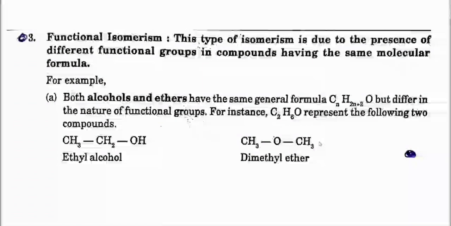Next is functional isomerism. This type of isomerism is due to the presence of different functional groups in compounds having the same molecular formula. For example, both alcohols and ethers have the same general formula CnH2n+2O but differ in the nature of functional groups. For instance, C2H6O represents the following two compounds: ethyl alcohol and dimethyl ether.